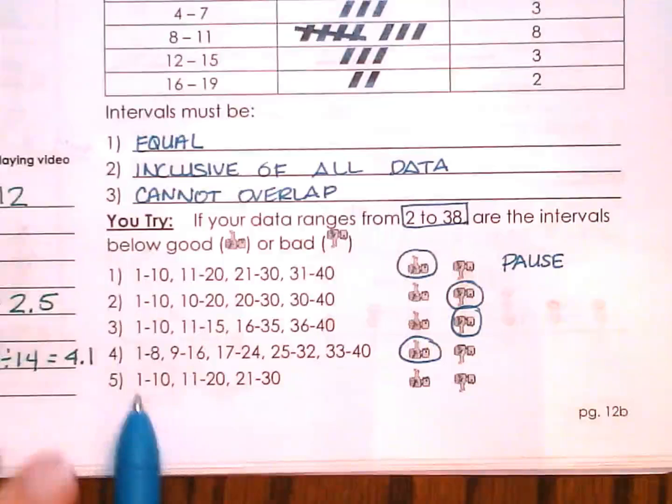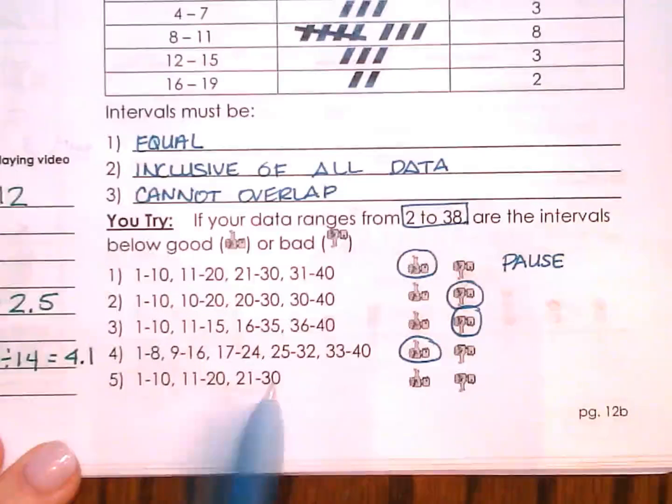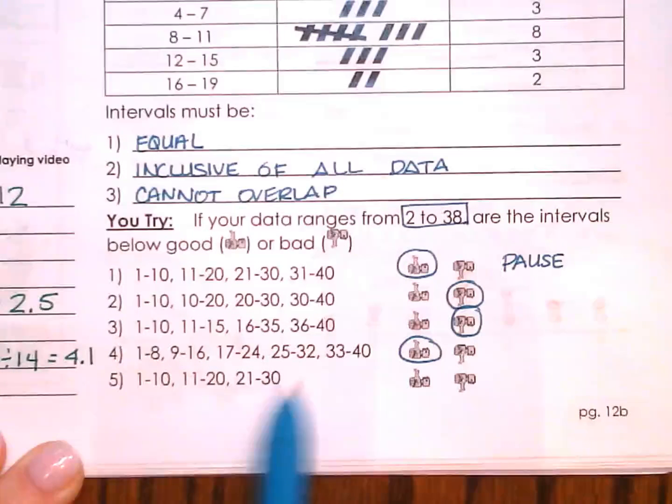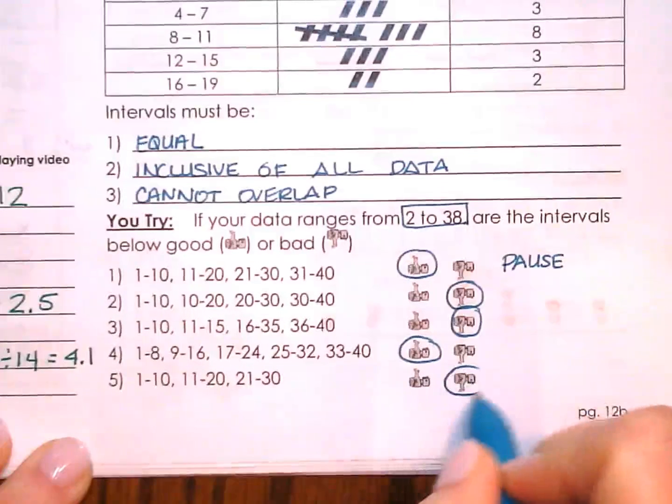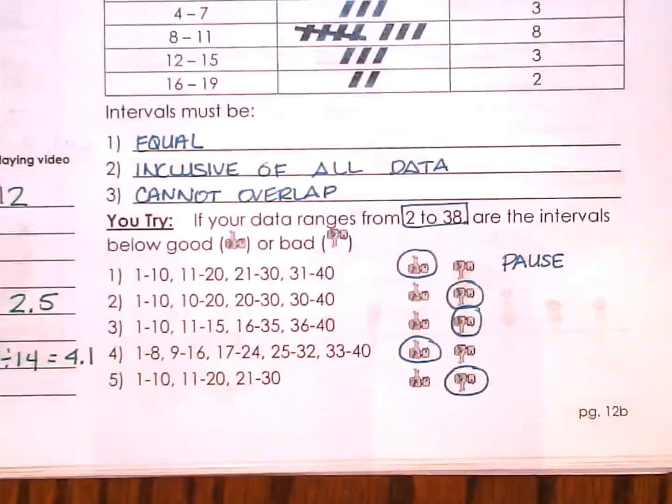And then the last one, while the intervals are all equal and they don't overlap, it doesn't extend from 2 to 38. Anything after 30 wouldn't have a place in our data. So this makes it not a good set of intervals.